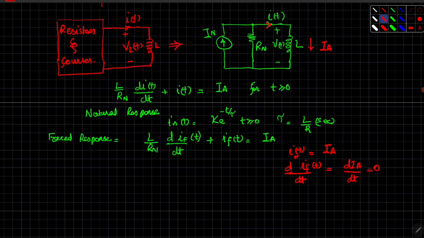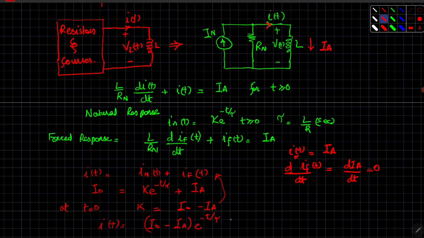So setting all these values, we have I of t equal to IN of t plus IF of t. So putting all the values, we have k e raised to power minus t over tau plus IA, and this one is equal to I naught. So we can calculate at time t equals 0. This factor, e raised to power minus t over tau, will become equal to 1. So we will be left with, at t equals 0, k equal to I naught minus IA. Now again, we put all the values here. So I of t will be equal to I naught minus IA times e raised to power minus t over tau plus IF, and in this case this is equal to IA, and this is in amperes.